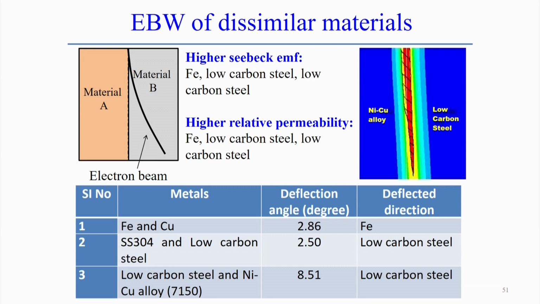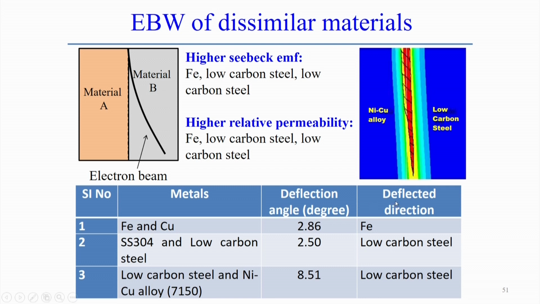So, look into that table, the combination of these 3 materials. Serial number 1, iron and copper: if we estimate, the deflection angle is around 2.86 degrees. Of course, the deflection angle is very small, and this deflection depends on the properties, and basically this analysis has been done considering only the Seebeck effect.